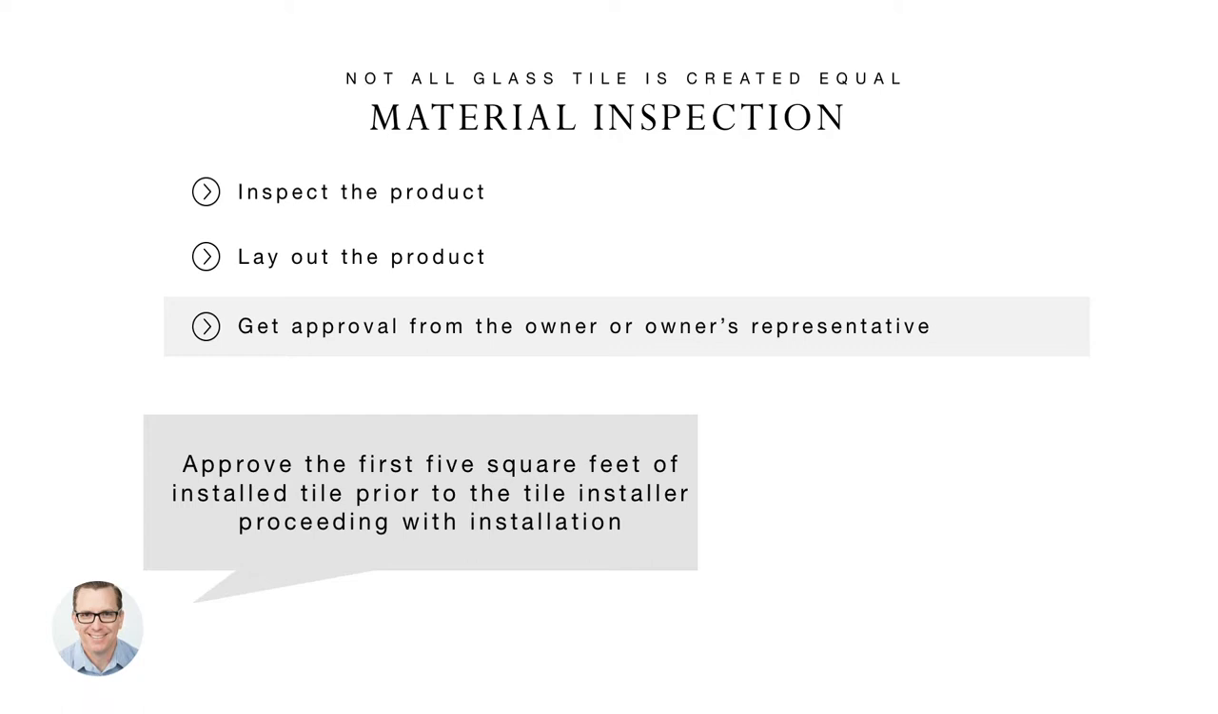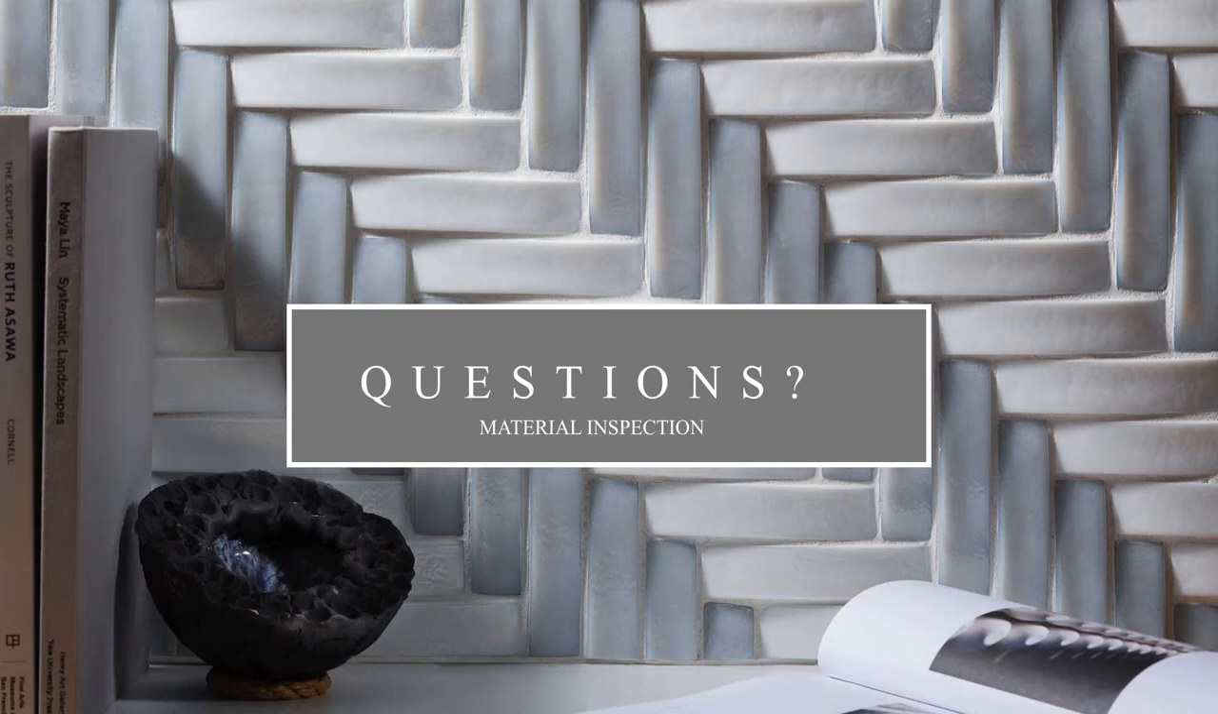If you need to change direction, whether it be with the thin set or you've identified a problem with the material, it's a lot easier to address at that point than once you have several thousand dollars worth of tile installed. So any questions here on the material inspection?